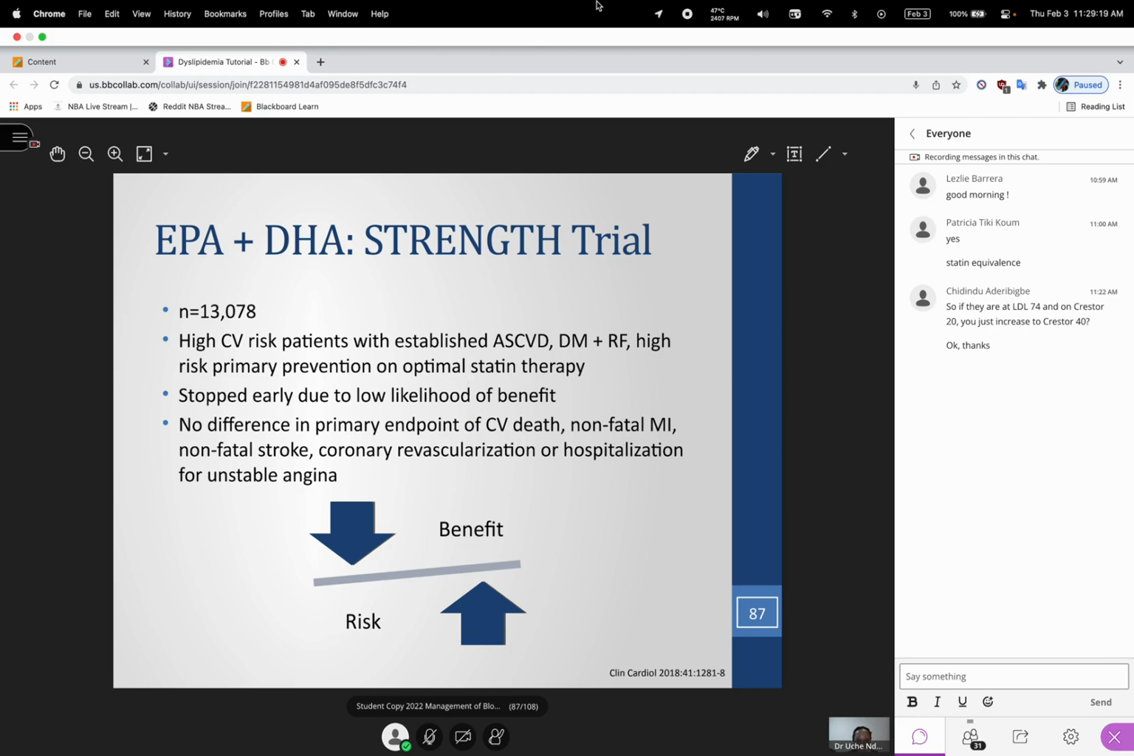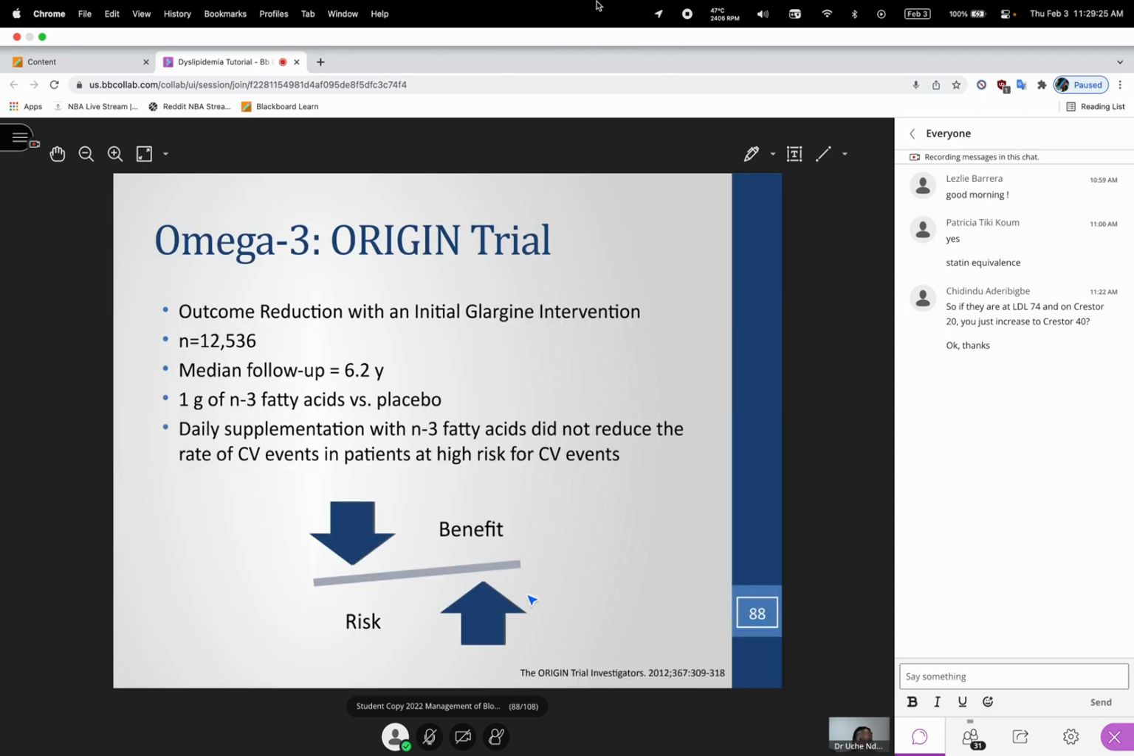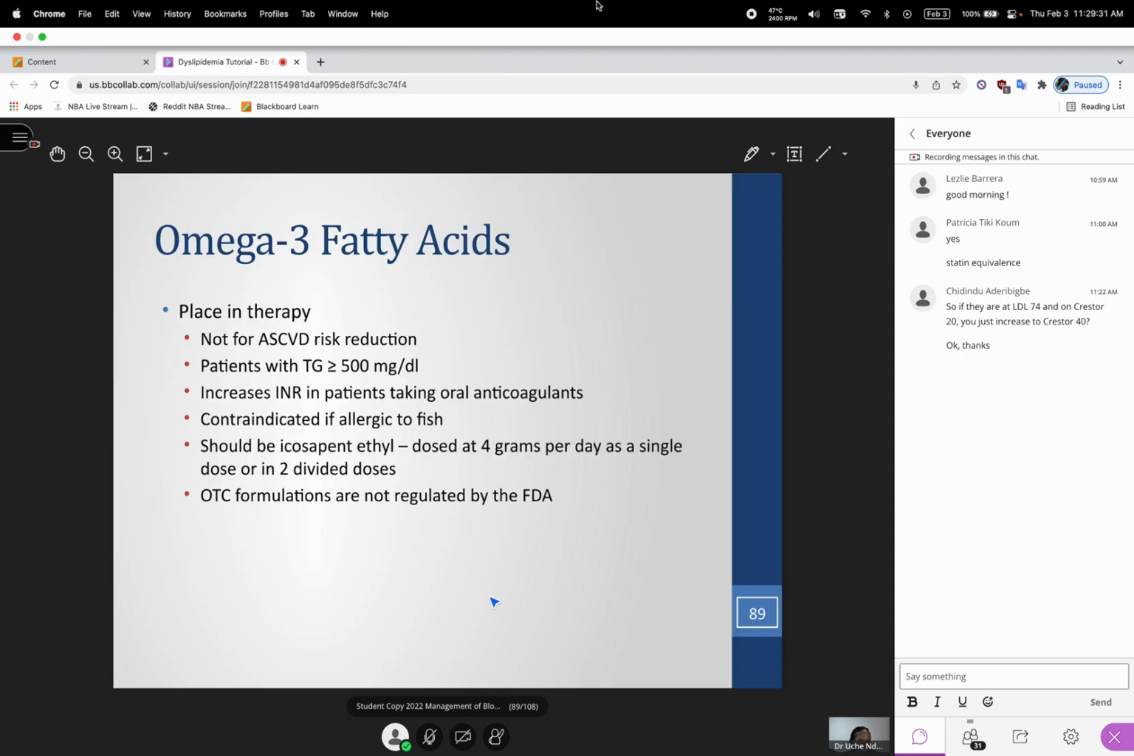This does not mean that Lovaza couldn't possibly work, but I think the doses that they used in their study were not high enough. They used 1 gram and technically it should have been 4 grams. So we may be able to find evidence that Lovaza works just as well as Vascepa, but for now we don't have that evidence, okay?